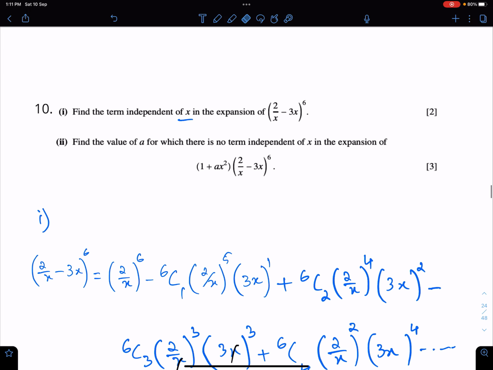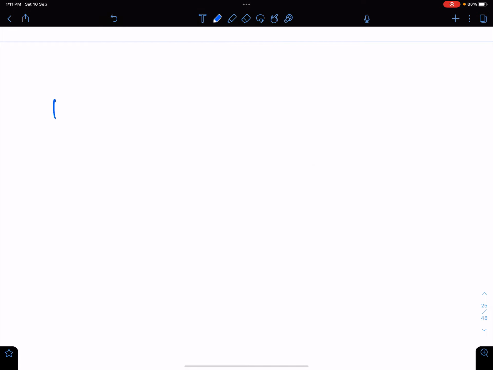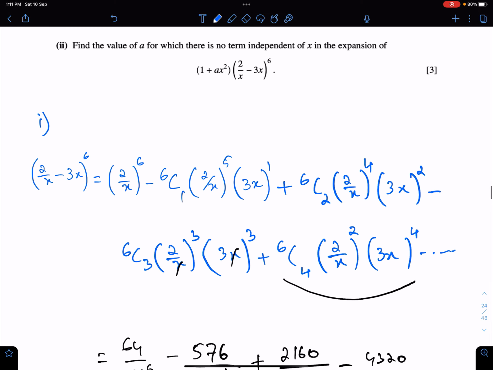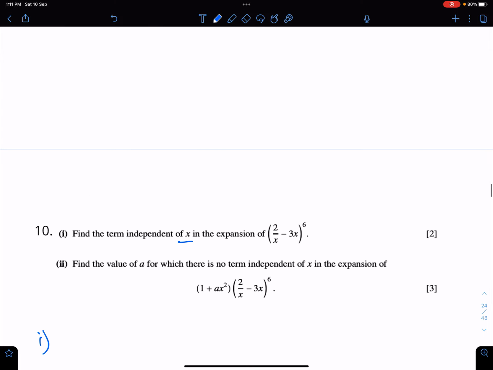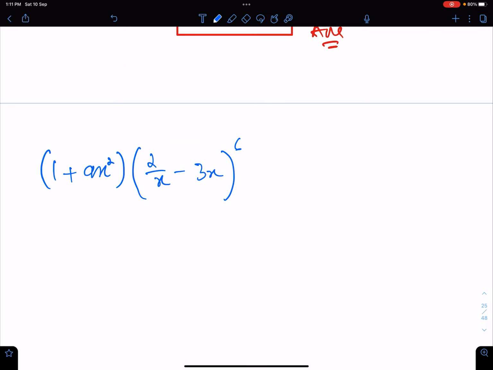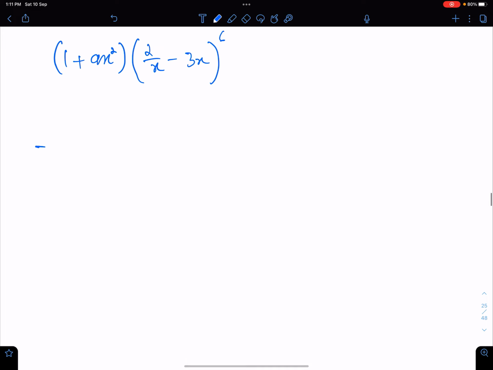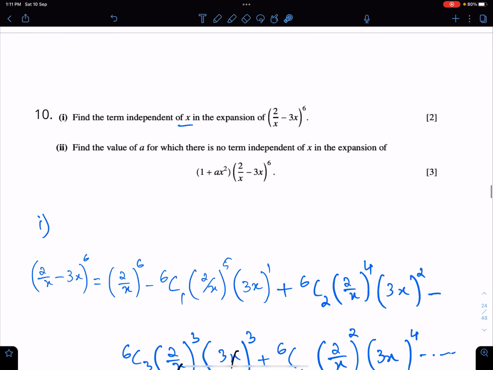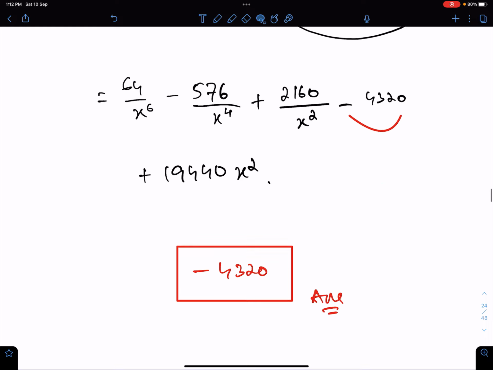Now the second part. I told you we use the result to solve this part, to make the calculations of this part simple. Now first copy this thing, (1 plus ax square), and the second expansion is (2 upon x minus 3x) whole power, I think, 6. Now copy the first expansion, which is 1 plus ax square, and copy the result of this expansion from the first part, which is here. You need to copy that result here.